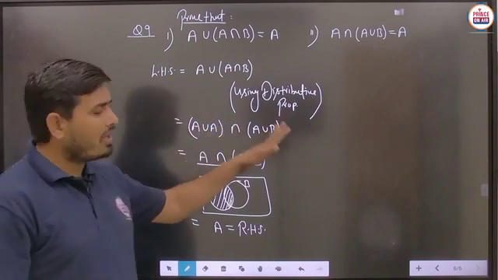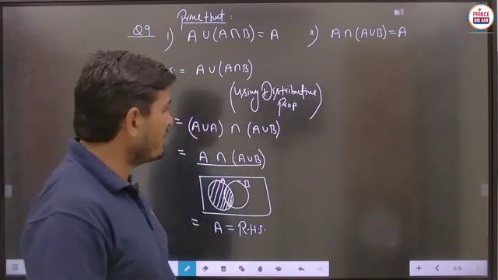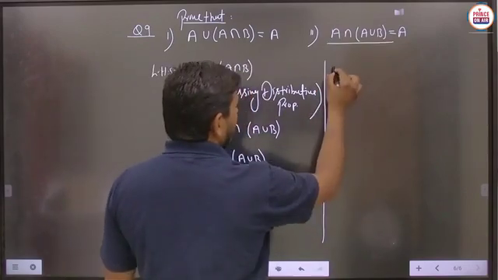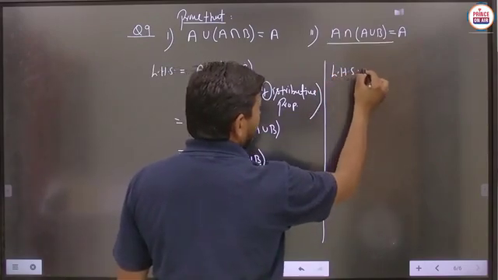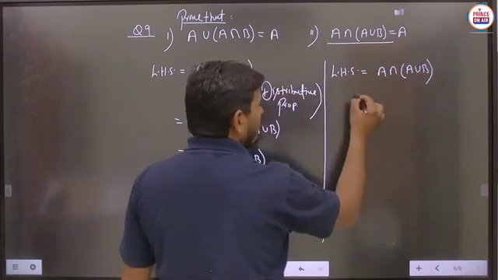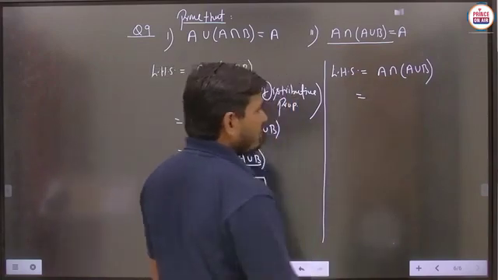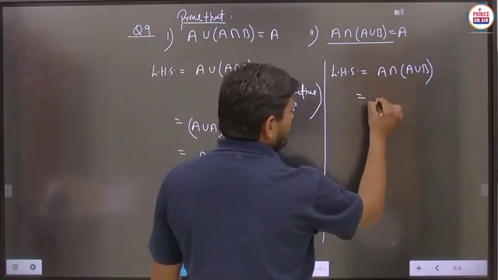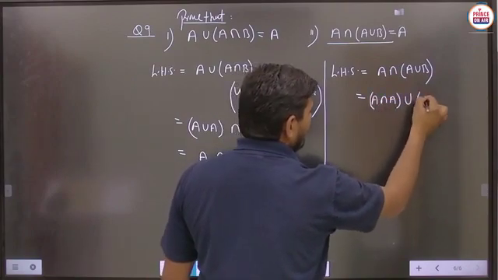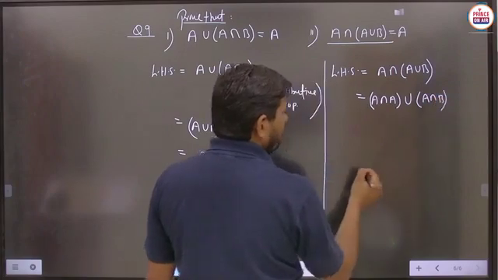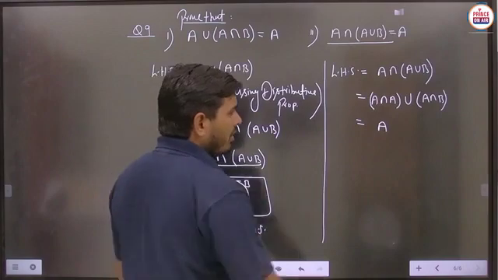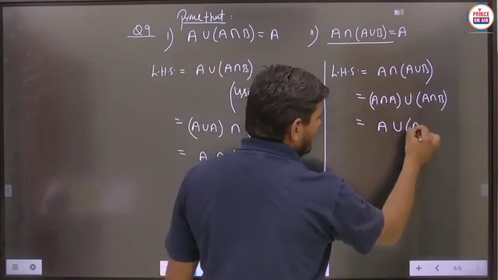So we only have to use the distributive property to simplify this result. Next, student, the second part is proved like this. Again we are taking the left hand side of this given part, A intersection A union B. Now again the distributive property is used, so it is written as A intersection A, then union A intersection B. Now A intersection A will always be A, and union, this is the A intersection B.